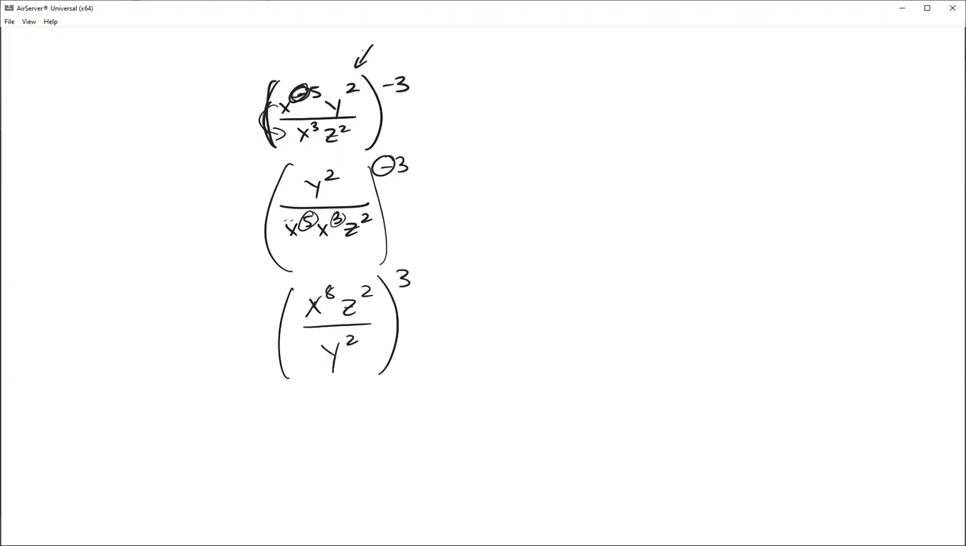Okay. Then I'm going to multiply the 3 to each exponent. So the final answer is x to the 24th power, z to the 6th power over y to the 6th power. That is your final answer.